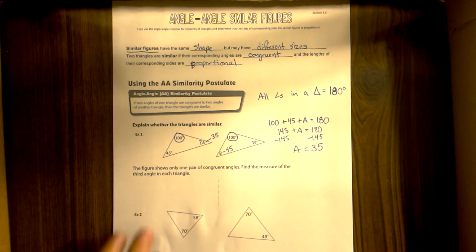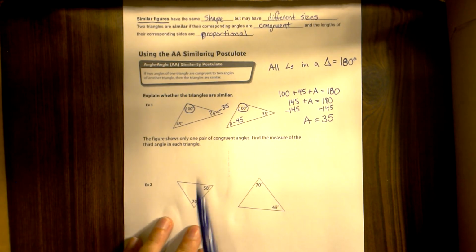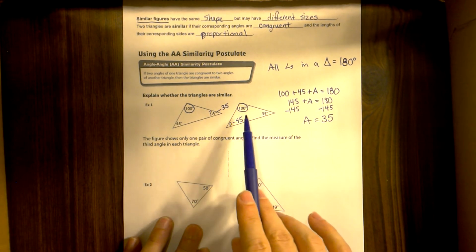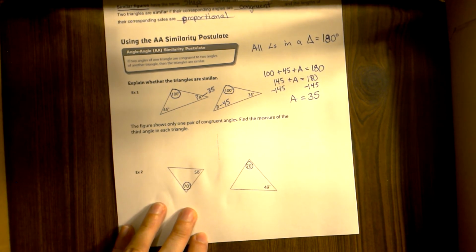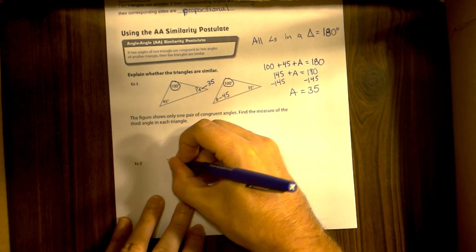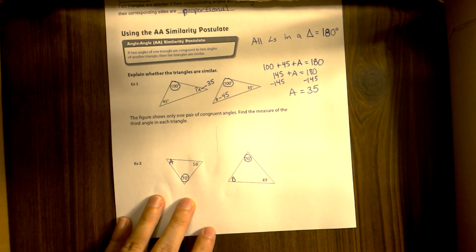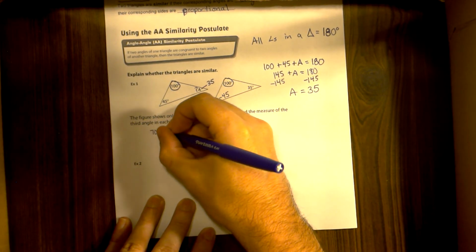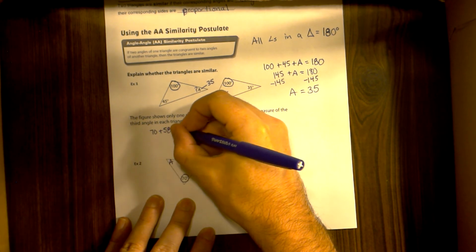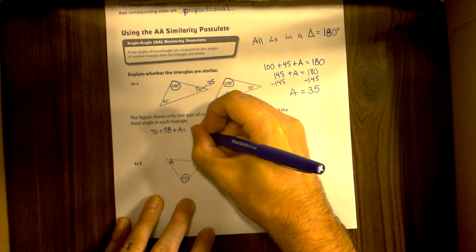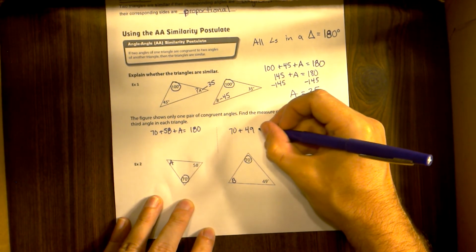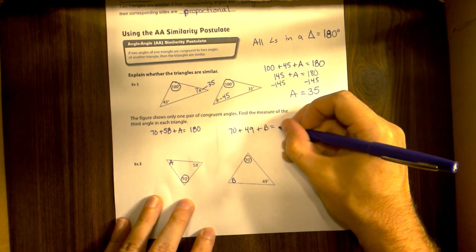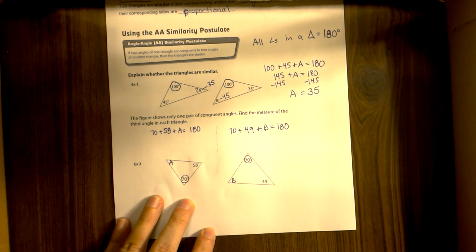Now, here's another example. Just like the one above it, it only gives us one of the angles being the same, the 70 and the 70. Those two angles are the same, but we don't know what the bottom angles are. So once again, I'm going to label them A and B. 70 plus 58 plus A has to equal 180, or 70 plus 49 plus B has to equal 180. So let's solve each of these. Let's see if they work out.